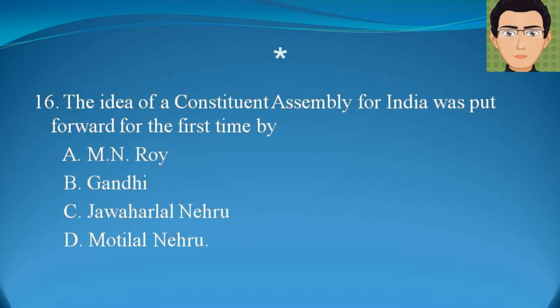Question number 16. The idea of a Constituent Assembly for India was put forward for the first time by A. M.N. Roy, B. Gandhi, C. Jawaharlal Nehru, D. Motilal Nehru. Answer is A. M.N. Roy.